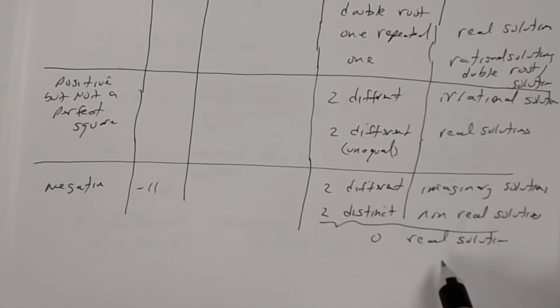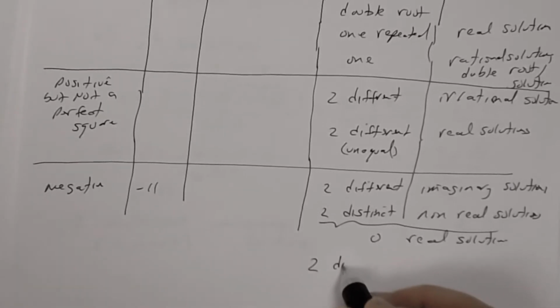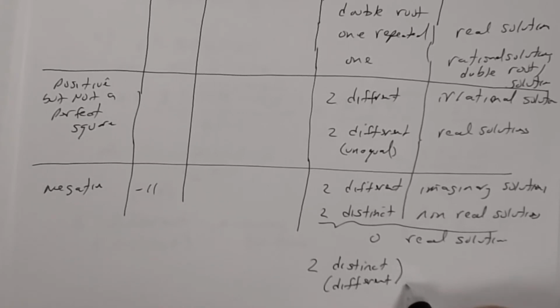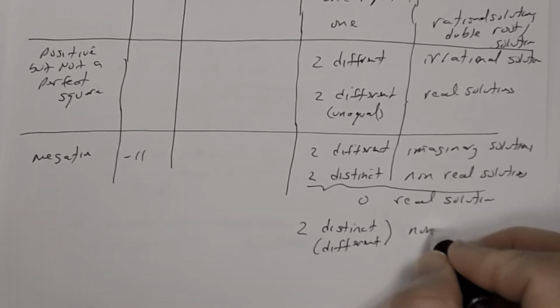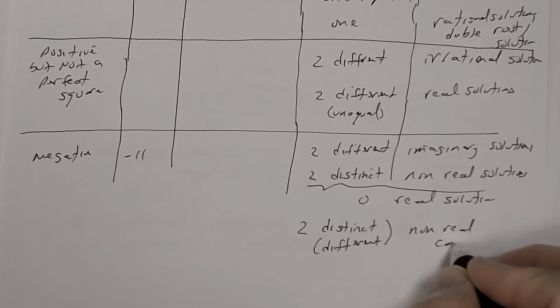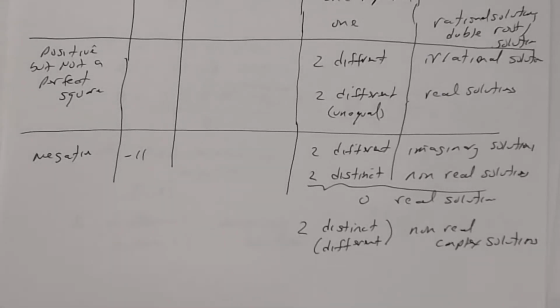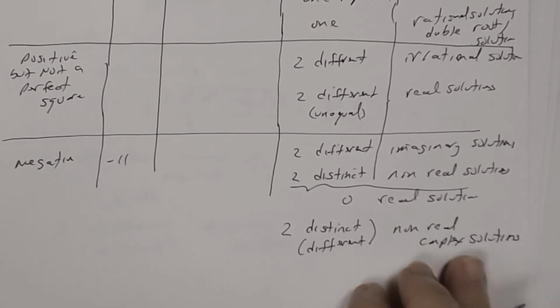So you get two distinct imaginary solutions. Remember, those are not real solutions. So non-real solutions. You could see this phrase, two distinct or different. Now listen carefully to this. Two distinct or different non-real complex solutions. Two non-real complex solutions.